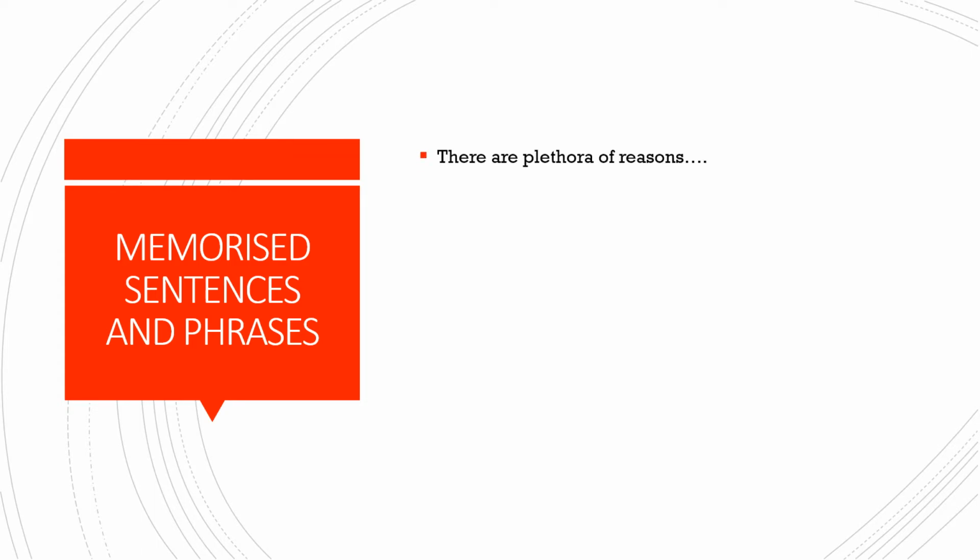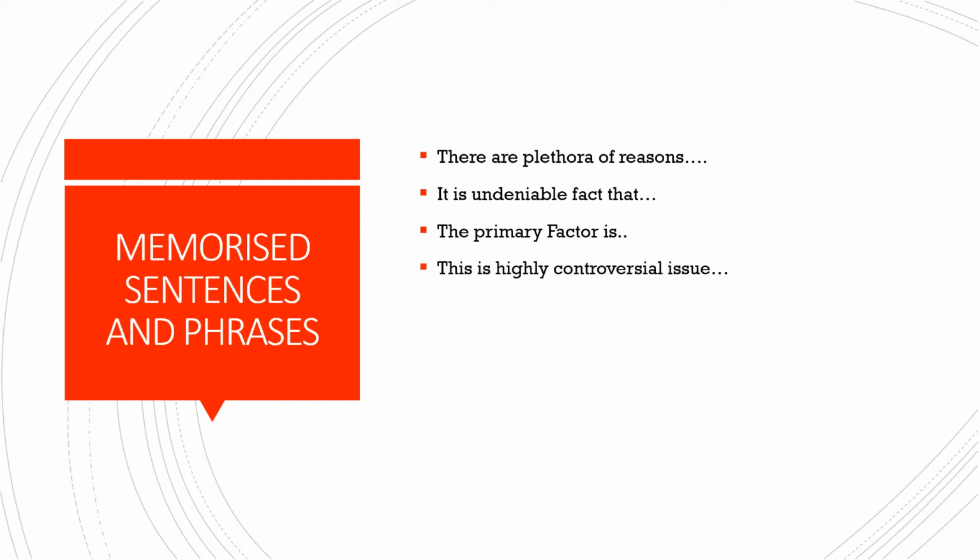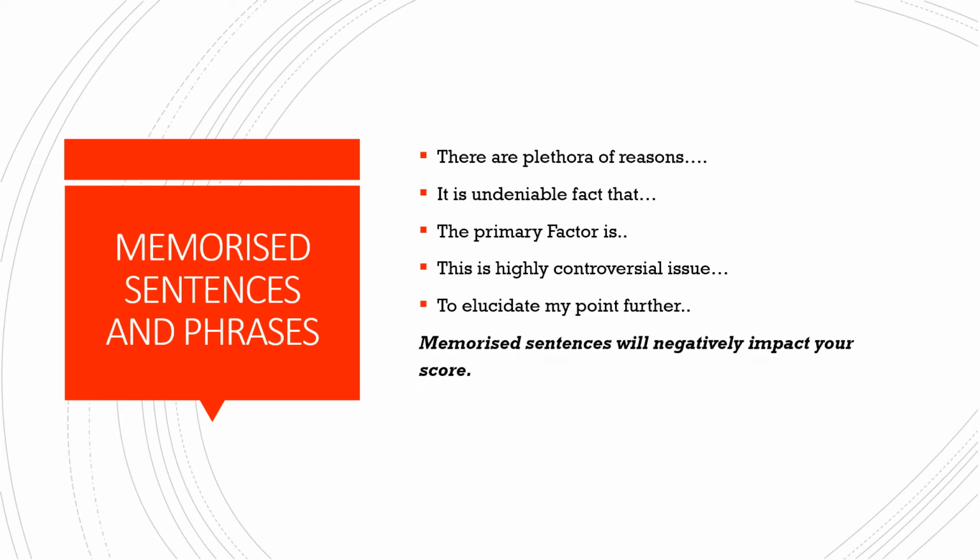I have marked a few of them which are in front of you. Suppose the first one is: there are a plethora of reasons for the rise in population, for the rise in obesity, the chief among those. Also, you can say it is an undeniable fact that global warming is caused by carbon dioxide emissions. Then the primary factor is so and so. Then this is a highly controversial issue that needs to be tackled in a timely manner, to elucidate my point further, and so on. So just use language that you feel comfortable with. Memorized sentences and stock sentences will negatively impact your overall score, so make sure that you don't use these kinds of words and sentences.